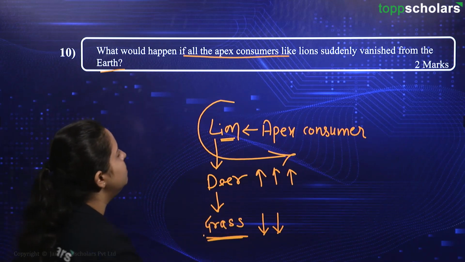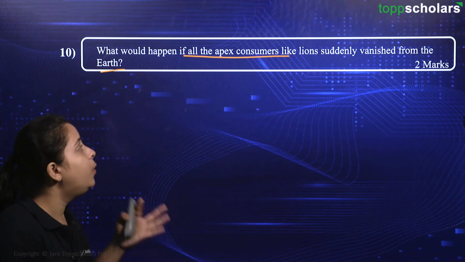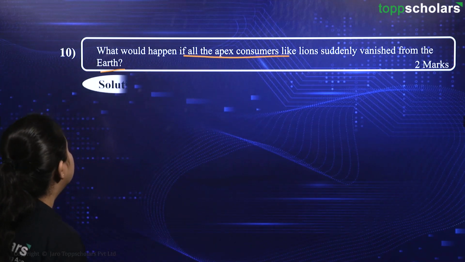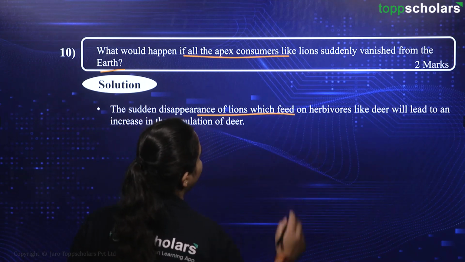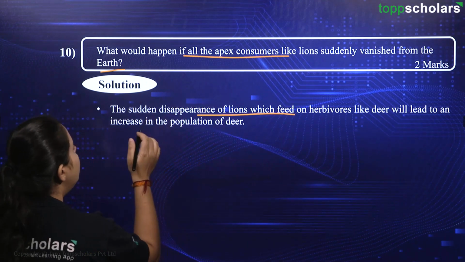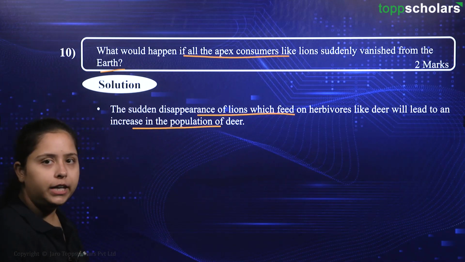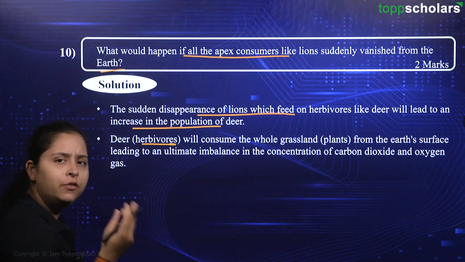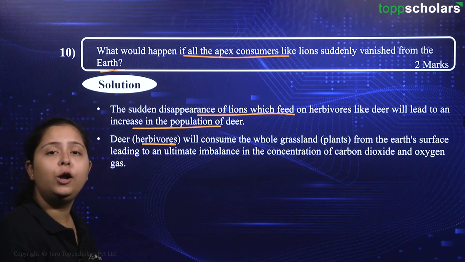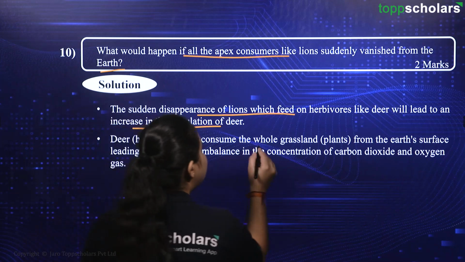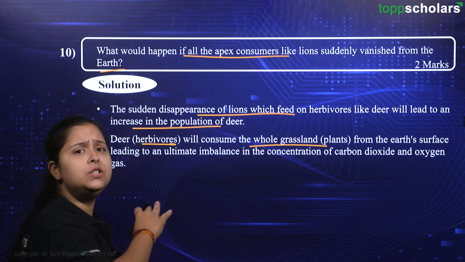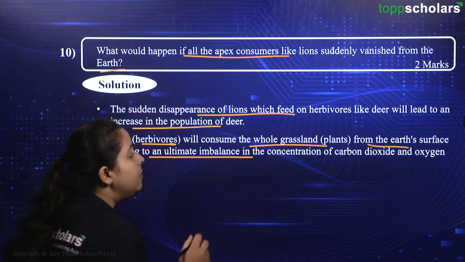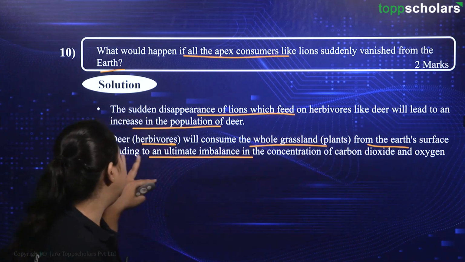I hope you have understood what could be the impact of the vanishing of the apex consumers. Let us have the solution part. It says that the sudden disappearance of lions, which feed on herbivores like deer, will lead to an increase in the population of deer, just as we have talked. Then, deer, which are herbivores, meaning they depend directly on plants for their food requirement, will consume the whole grassland. They will consume all the plants present on the earth, leading to an ultimate imbalance in the concentration of carbon dioxide and oxygen gas.